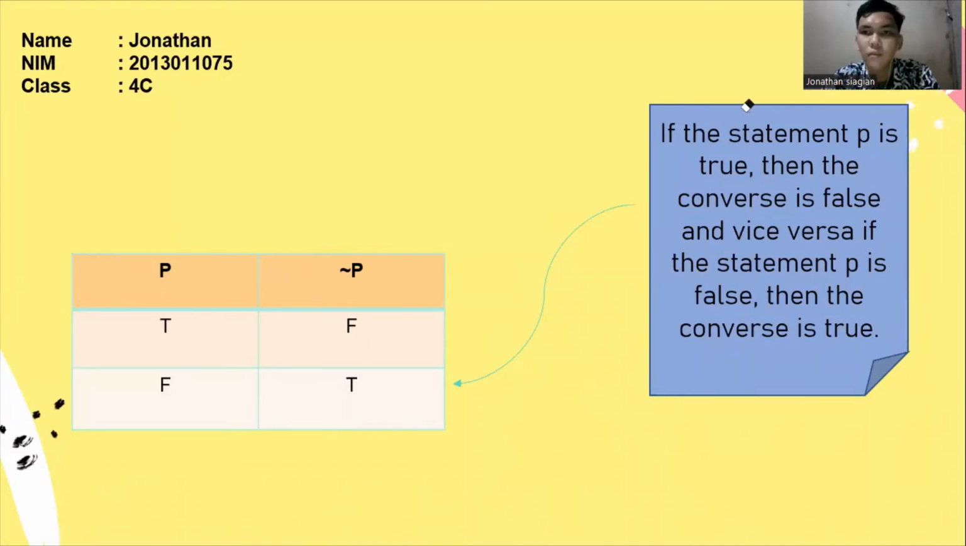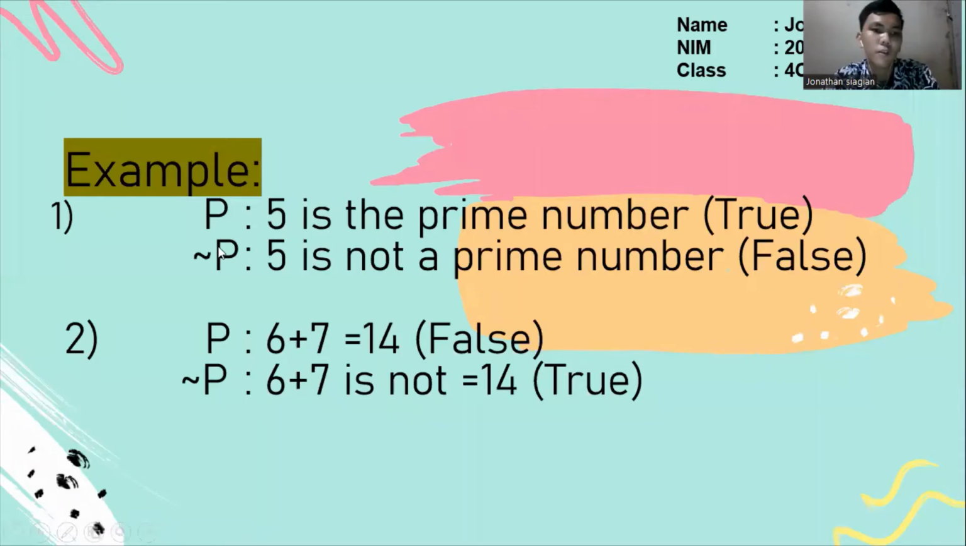Okay, next, example. The first example, we have statement P: 5 is a prime number. The statement P is true. 5 is a prime number, and negation of P is 5 is not a prime number. We can see the negation of P is false.